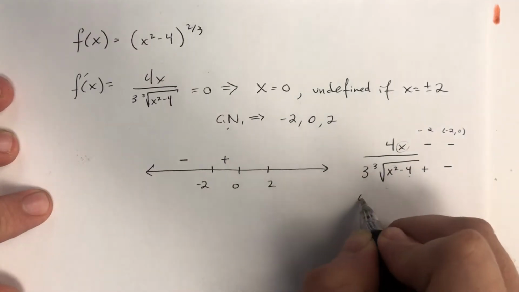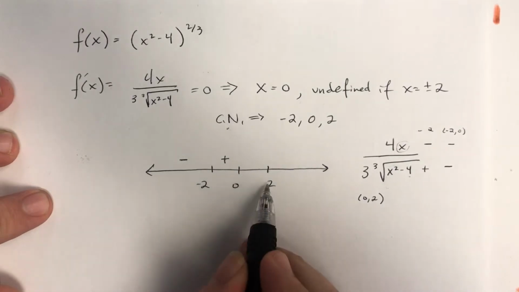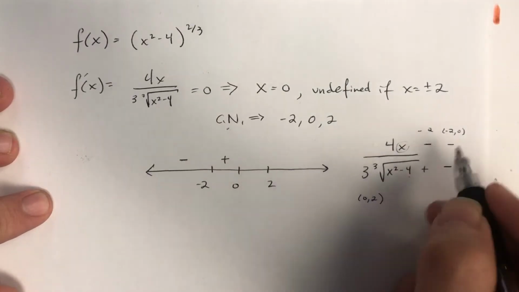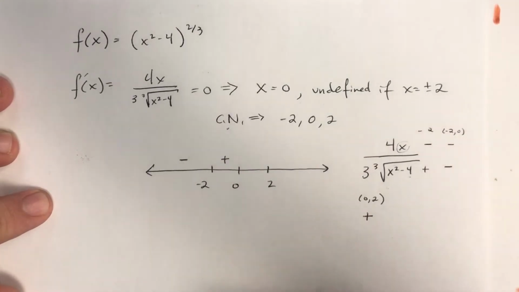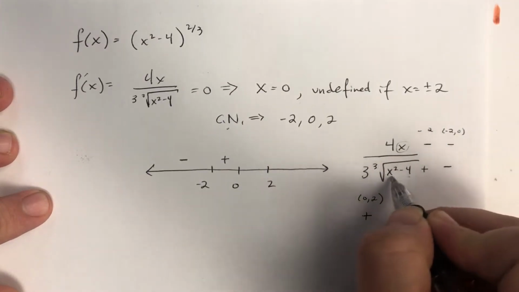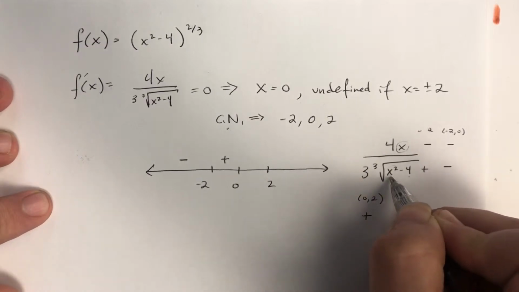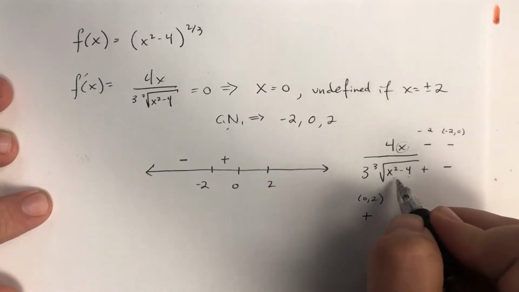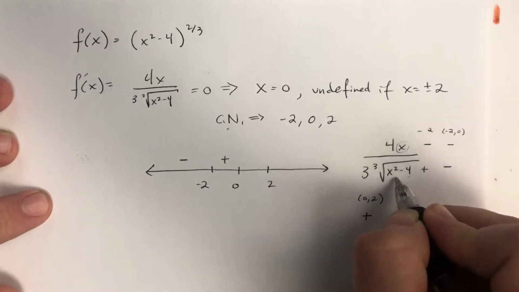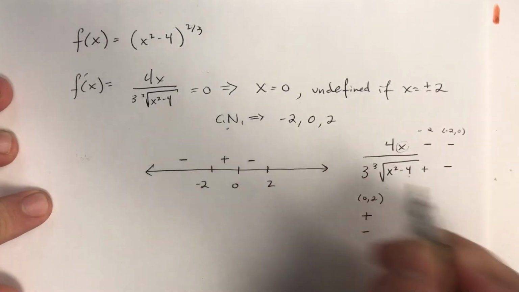For the interval from 0 to 2, if I plug in a number between 0 and 2, I get a positive in the numerator. And in the denominator, again, I'm going to get something that's less than 4 here. If my x is between 0 and 2, my x squared is less than 4. And so I get something that's negative here. A positive over a negative is, again, negative.